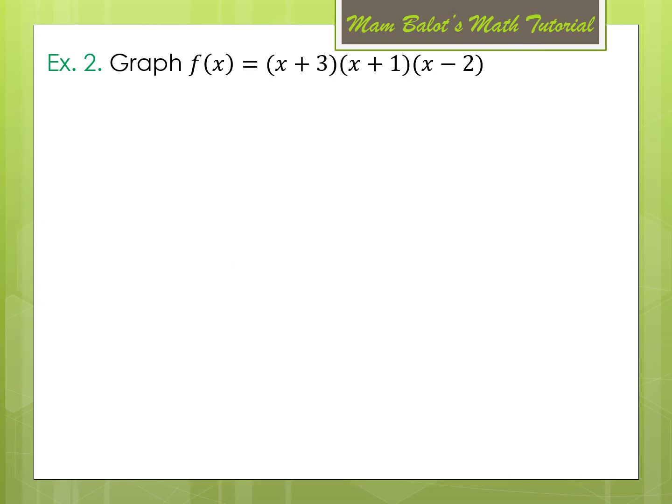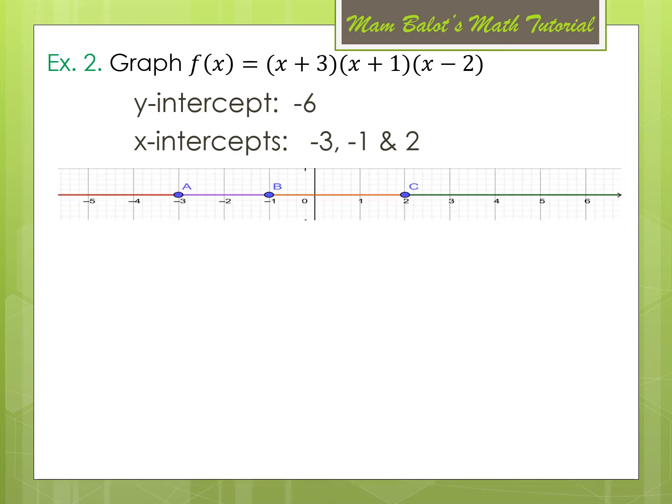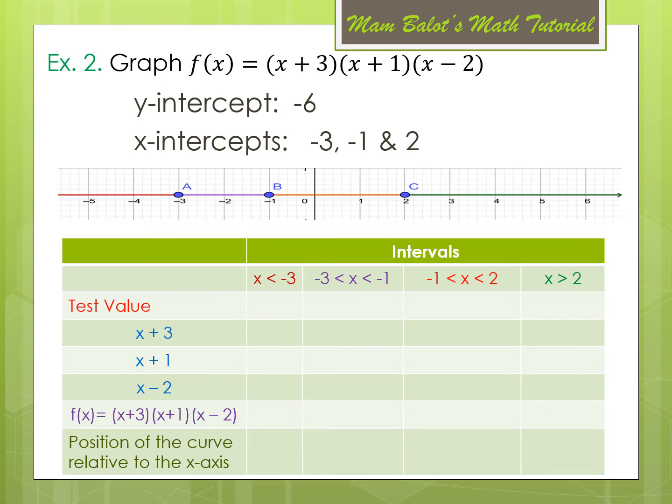Example number 2. Graph f of x is equal to x plus 3 times x plus 1 times x minus 2. From this function, the y-intercept is equal to negative 6 and the x-intercepts are negative 3, negative 1, and positive 2. From these intercepts, we can now have our intervals, which are colored in red, violet, orange, and green.